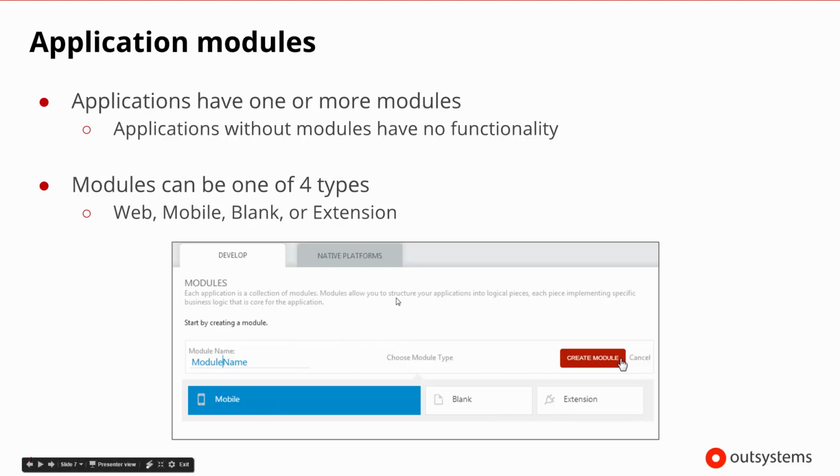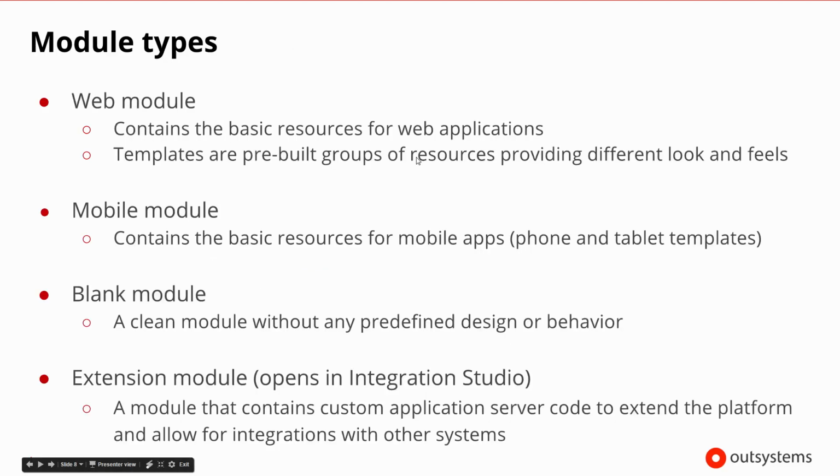But when the application gets created, it automatically creates a module, gives the module a name, whatever that name might be, and then we have to choose the type of module that we wish to create. Applications have to have at least one module. That's why one is here to start with, because if you delete all of the modules, the application has no behavior, no functionality, and it doesn't really make sense to have anything like that.